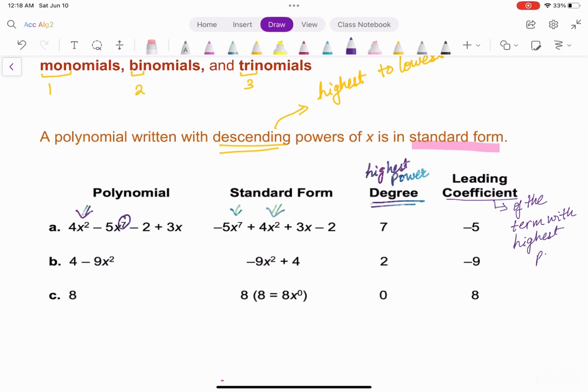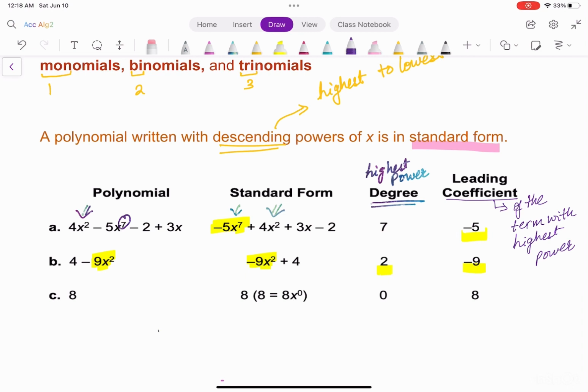right? So 4x squared is not the highest, it is the second highest, right? So when they ask for the leading coefficient, we always take the term with the highest power. The same with question number B. The highest power is x squared, and the leading coefficient is negative 9.